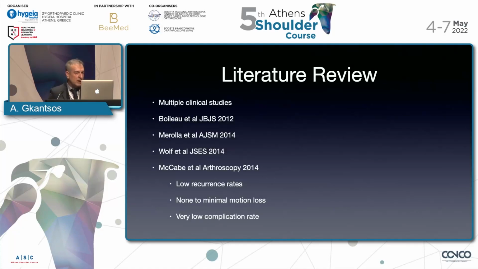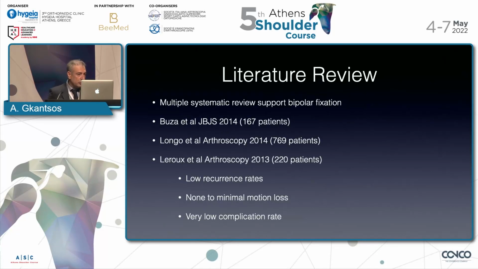About the literature, multiple clinical studies, most important the Boileau from 2012, which shows satisfactory results. Boileau demonstrates as a relative contraindication to perform a remplissage in a very young patient or in an overhead athlete. Multiple systematic reviews show again satisfactory results.